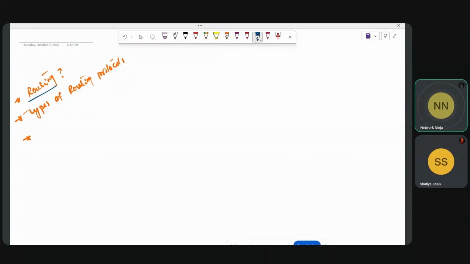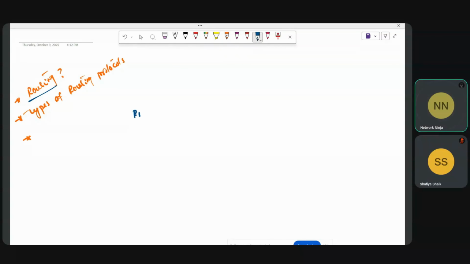The very first point is what is routing? Routing is the process, guys. Routing is the process of selecting a path for data to travel from one network to another network.